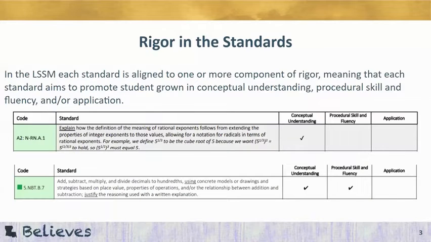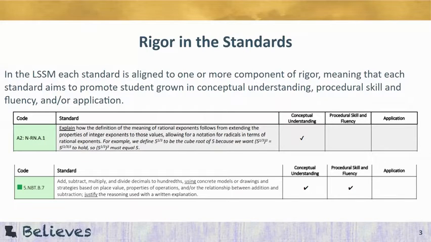In the Louisiana Student Standards for Mathematics, each standard is aligned to one or more components of rigor, meaning that each standard aims to promote student growth in conceptual understanding, procedural skill and fluency, and/or application. Key words and phrases in the standards indicate which components of rigor the standard is targeting.